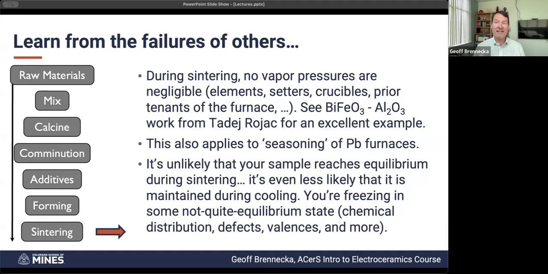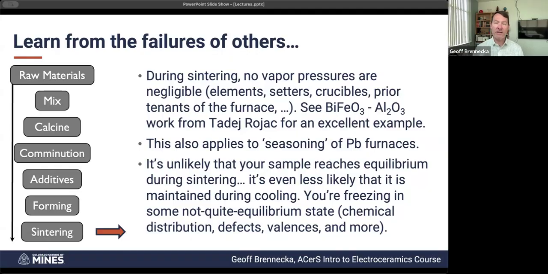This also applies to the seasoning of lead furnaces. So anybody that's ever sintered PZT or PMN-PT or any of the others knows that the first time you throw your sample into a brand new furnace, it's not going to work. And that's because lead and lead oxide are very volatile. You have to eventually come to some sort of equilibrium so that your sample is not just contributing all of its lead to the furnace. The furnace is balancing that by giving you some of the old lead that it absorbed previously. These are just a couple of examples.